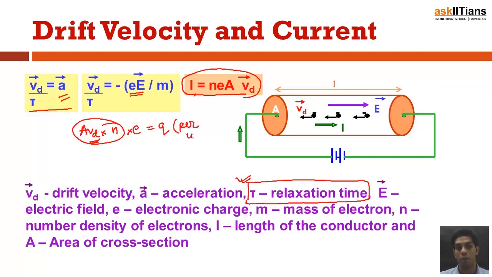per unit time. So I'll write it over per unit time, which is none other than the current. So I finally end up having the expression of current in terms of drift velocity, that is I = nAevd, the same as we got here. So hence we have found the relationship between the current and the drift velocity.